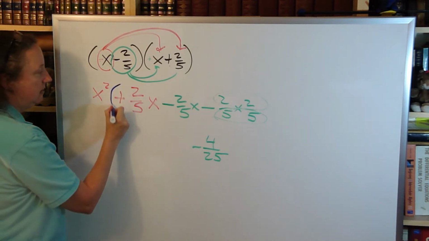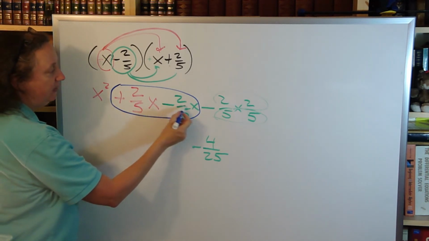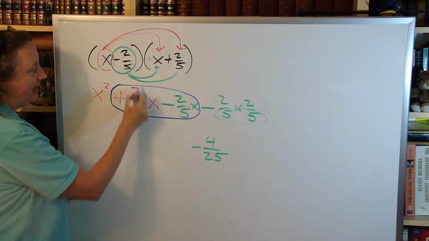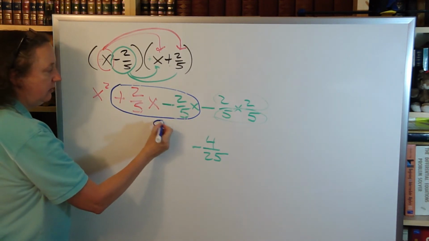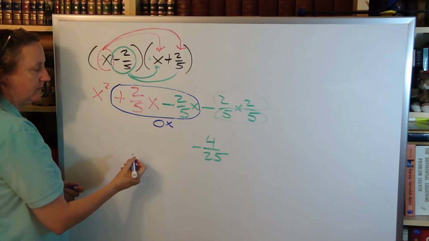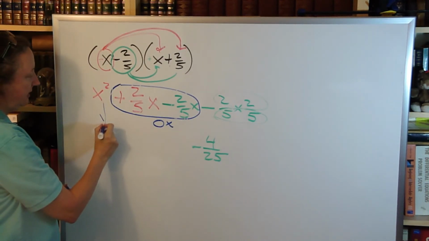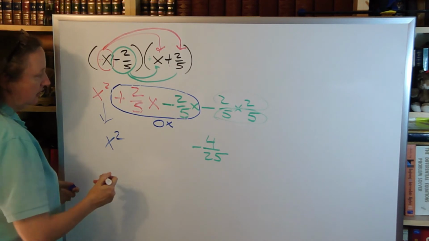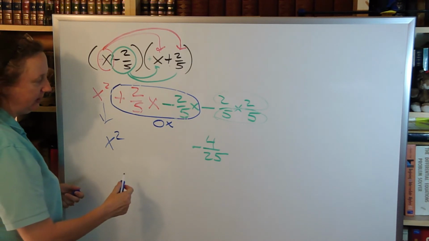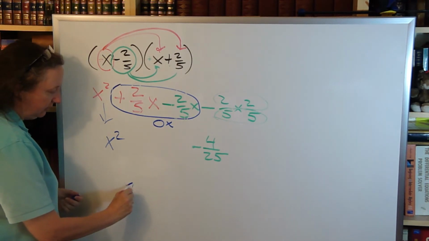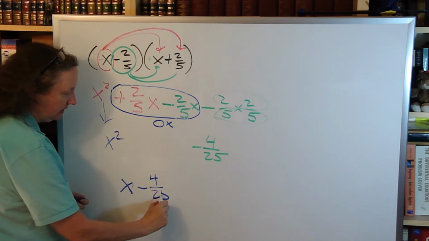Combine my like terms here. Plus 2/5 x minus 2/5 x. We have the same number, and we're adding and subtracting it, so that's going to be 0x. And then we have this x squared over here. We just bring that down. We have nothing to add or subtract in the middle here, and we have that 4/25 being subtracted over there. So our answer is x squared minus 4/25.